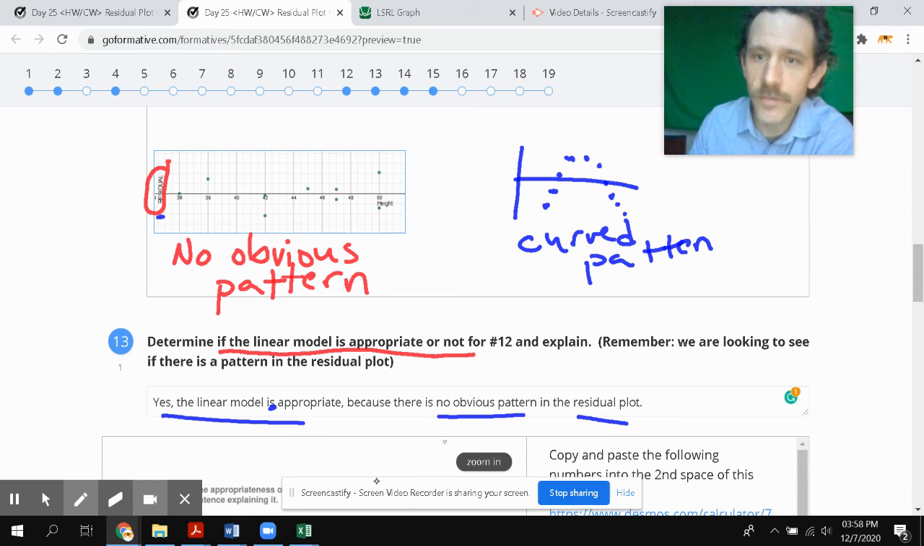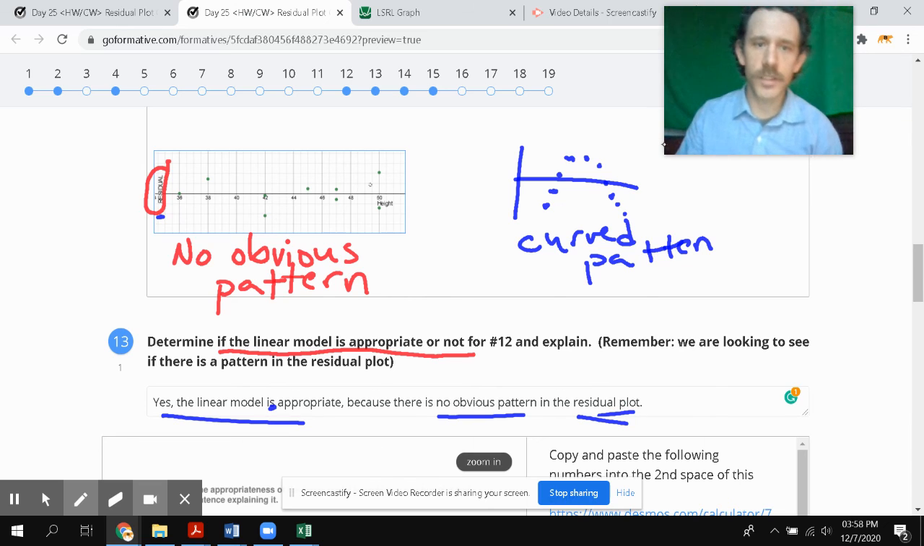Okay, if you have this curve pattern, that's when you would say it is not appropriate. The linear model is not appropriate because there's a curve pattern in the residual plot, but we don't have that here. It's definitely like all over the place. So no obvious pattern, then your model is appropriate.